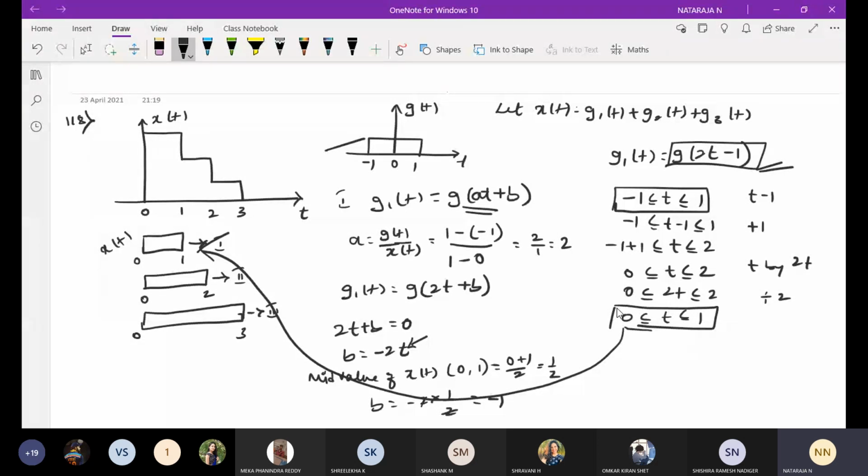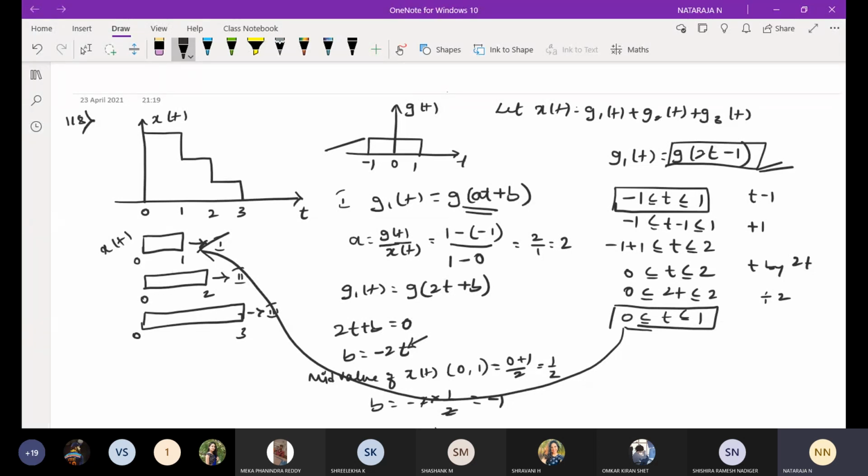1; for 0, 3, the mid value will be 3 by 2. 0 plus 2 divided by 2, you will get 1. 0 plus 3 divided by 2, you will get 3 by 2. Like that, we need to find the mid value. The mid value will be substituted with respect to t, and you will get the b value. Like that, you have to find it for both g2 of t and g3 of t.